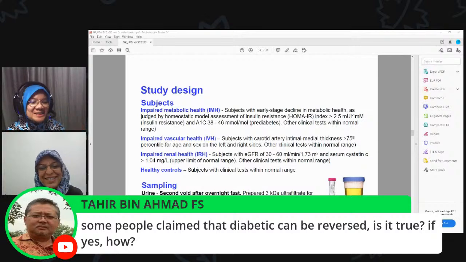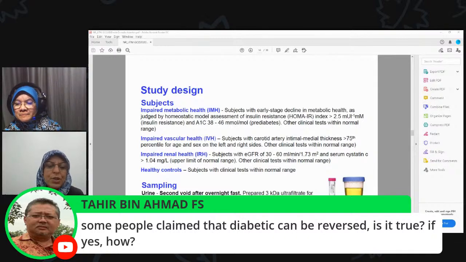There is a question here, okay, from Prof. Tahir. The question is: some people claim that diabetes can be reversed. Is it true? If yes, how? It can be reversed, but if treated early on. So when you are, let's say, pre-diabetic, and you can change your lifestyle, you can exercise, and it can be reversed.